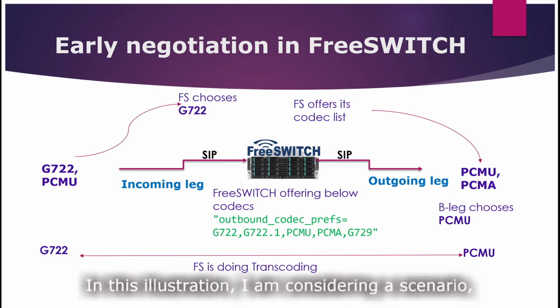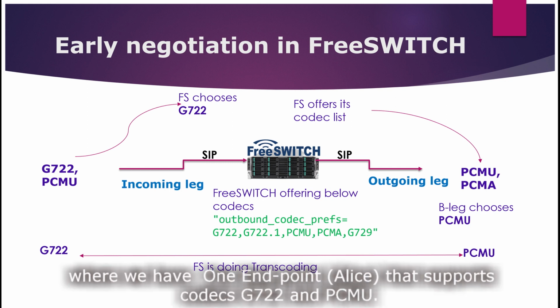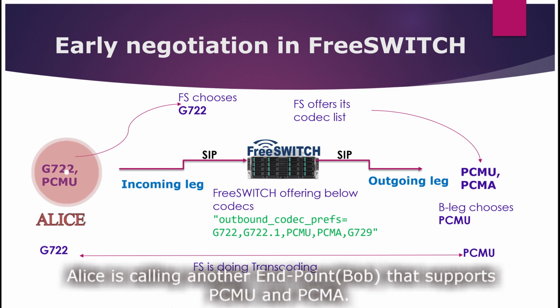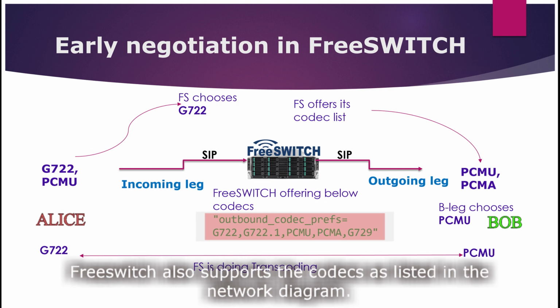In this illustration, I'm considering a scenario where we have one endpoint, that is Alice, that supports codecs G722 and PCMU. Alice is calling another endpoint, that is Bob, that supports PCMU and PCMA. FreeSWITCH also supports the codecs as listed in the network diagram.